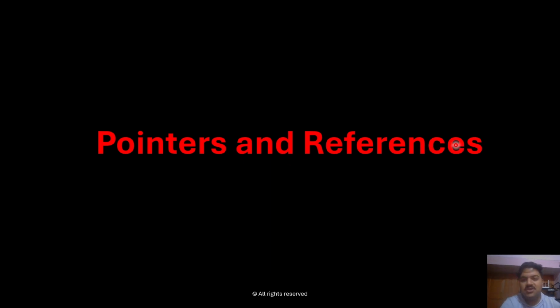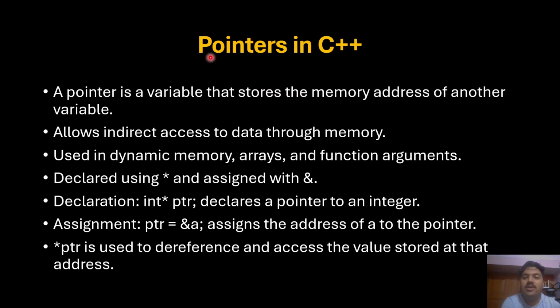So let us start. Pointers in C++. What are pointers in C++? A pointer is a variable that stores the memory address of another variable. So in a pointer we can store the memory address of another variable. So it allows indirect access to data through memory.